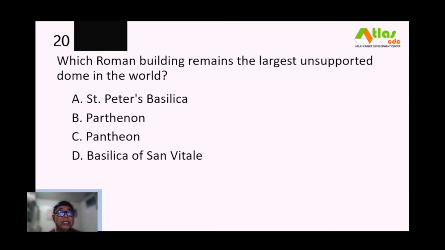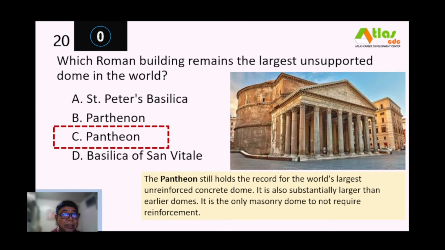20. Which Roman building remains the largest unsupported dome in the world? A. St. Peter's Basilica, B. Parthenon, C. Pantheon, and D. Basilica of San Vitale. And our correct answer is C, Pantheon. So the Pantheon still holds the record for the world's largest unreinforced concrete dome. It is also substantially larger than earlier domes. It is the only masonry dome to not require reinforcement.